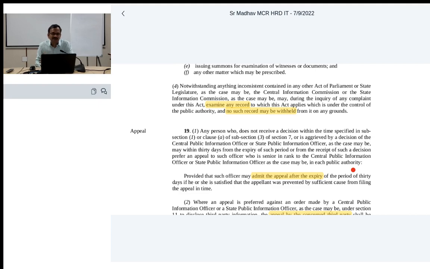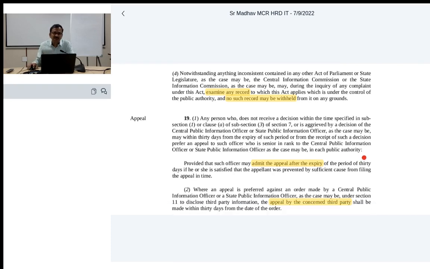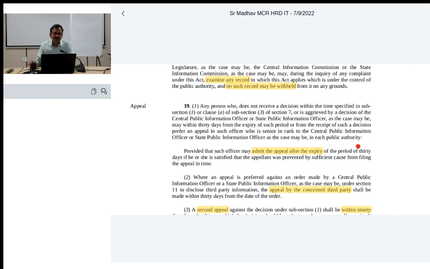So there are first appeals and second appeals under Section 19.3. 19.1 and 19.2 deal with the two categories of first appeal. What is the difference between these two categories? The first category, under 19.1, can be preferred by any citizen, any requester who is denied access to that information.